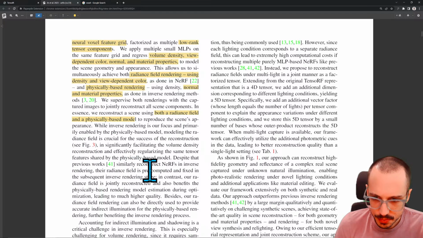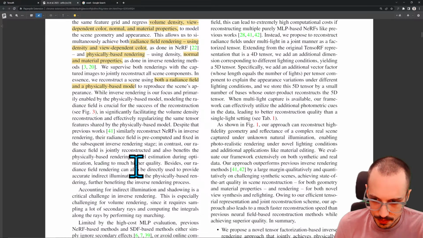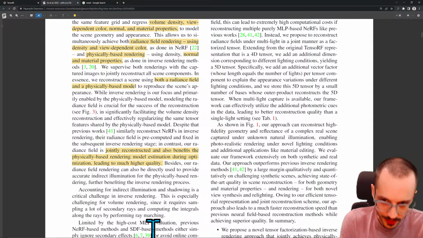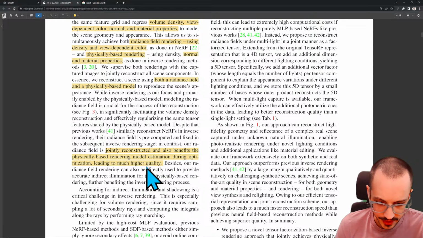The radiance field is pre-computed and fixed in the subsequent inverse rendering stages. In contrast, our radiance field is jointly reconstructed and also benefits the physically based rendering model estimation during optimization, leading to much higher quality. Yeah, so it seems like by having both of those types of rendering methods pushing gradients into your NeRF, into your little model, you're going to get a much higher quality rendering.